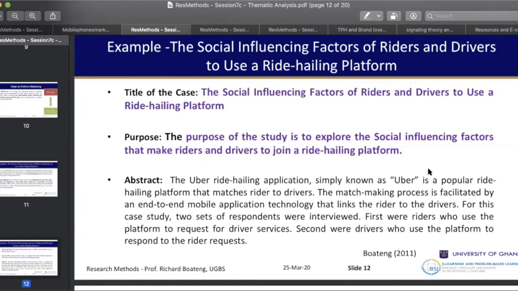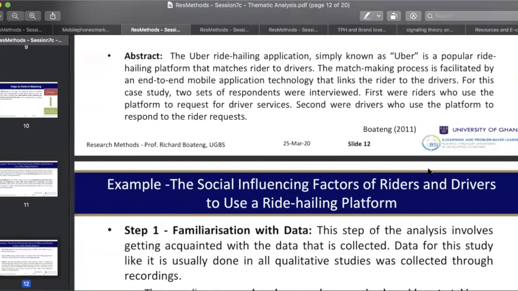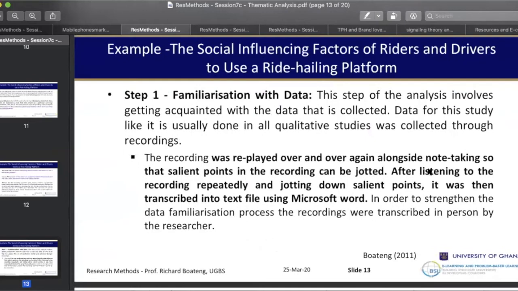For this case study, two sets of respondents were interviewed. First were riders who used the platform to request driver services, and second were drivers who used the platform to respond to rider requests. Step one, familiarization with the data. This step involves getting acquainted with the data that is collected. The data for this study, like it is usually done in all qualitative studies, was collected through recordings.